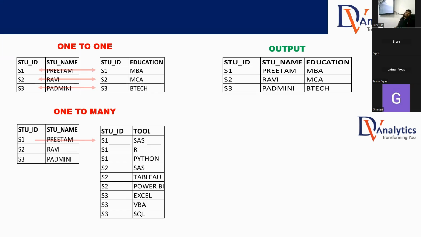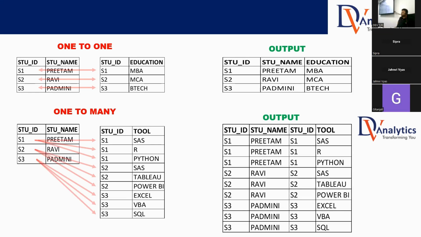Now, how is this relationship going to come up? From the left to the right, which is going to be considered as one-to-many relationship. S1 will repeat for how many times? 3 times. And S2 will repeat for how many times? 3 times. And S3 will also repeat 3 times. So how many records will come when you join? This table is going to get you 9 records.